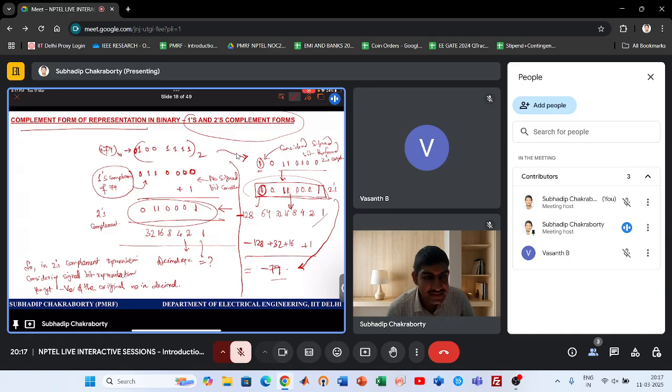That is the physical significance of 2's complement. Otherwise, mechanically doing 2's complement is very easy. You just consider the number, break it down into binary, flip the ones and zeros, and add a 1, and you get the 2's complement. But that is not of physical significance. Physical significance only comes if you consider the additional bit and then take the 2's complement. It will give you the negative of that number.